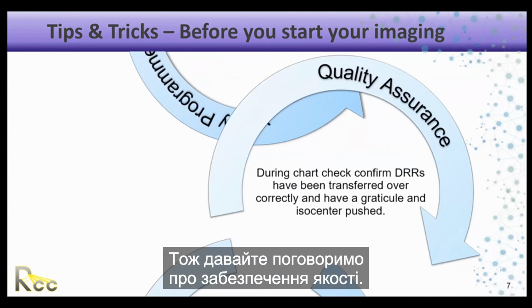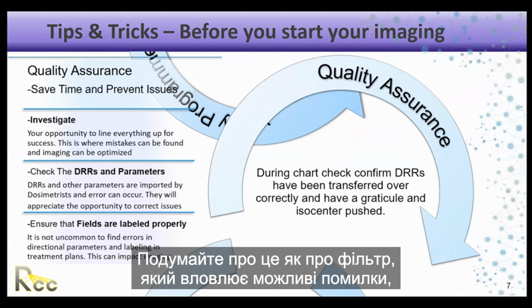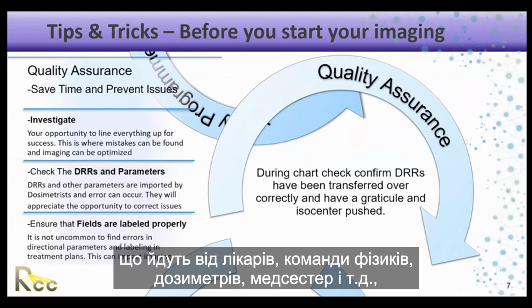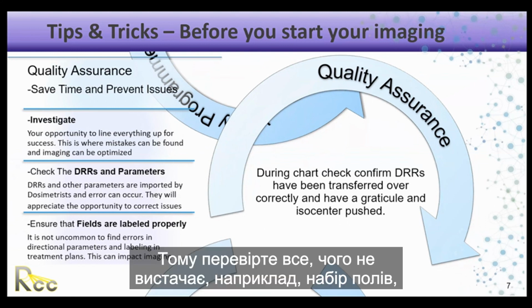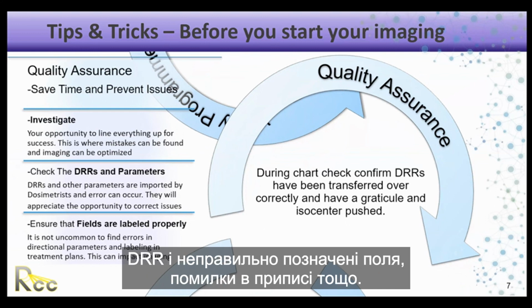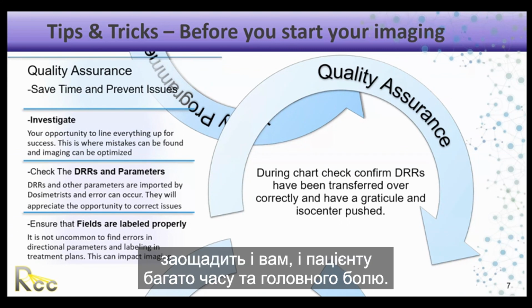So let's talk about quality assurance now. It's a necessary and vital part of the treatment process. Think of this as a filter to catch possible mistakes coming down from the doctors, the physics team, dosimetrists, nurses, and more, all the way to the table and the patient. So check anything that's missing, such as setup fields, DRRs, and mislabeled fields, mistakes in the prescription, and more. Finding and dealing with these mistakes before the patient is on the table will save both you and the patient much time and headache.